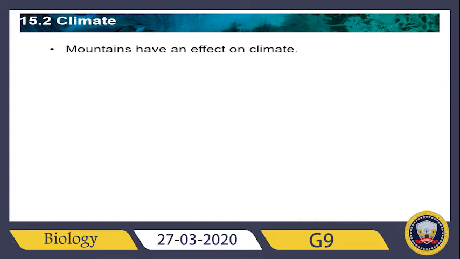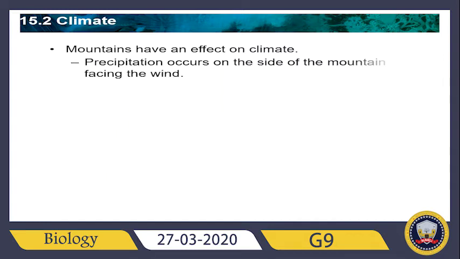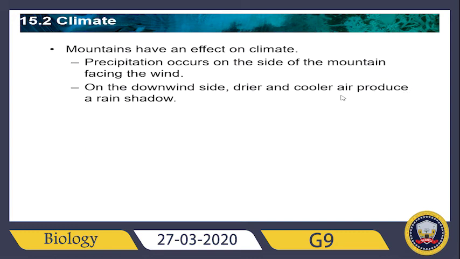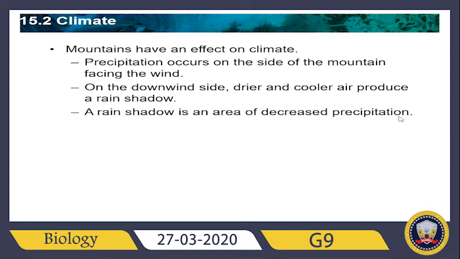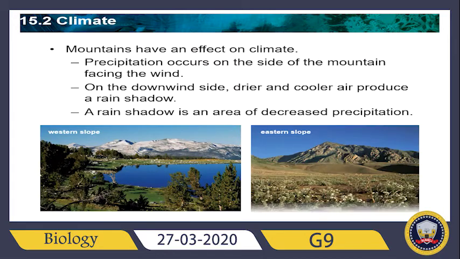Now, mountains also have an effect on climate because precipitation occurs on the side of the mountain facing the wind. On the downwind side, drier and cooler air produces a rain shadow. A rain shadow is an area of decreased precipitation. So I was reading first, then I will explain to you.